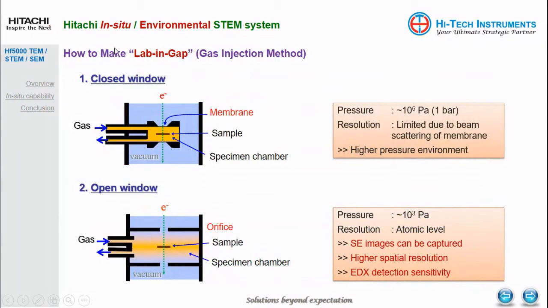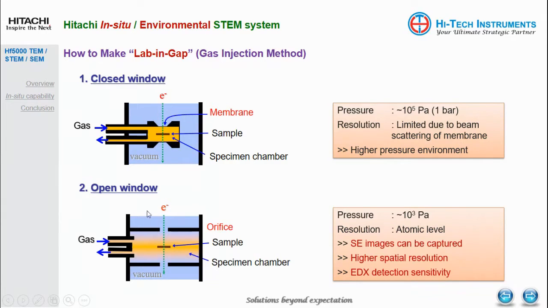And this is the traditional closed window. So this is a column, and usually the holder is entrapped here to have the gas flow within the holder. And there's a membrane here. You put your sample here, but this whole column is still in high vacuum. The pressure for this one is 10 to the power of 5 Pascal based on the TEM column pressure. And the resolution is limited due to beam scattering of the membrane, because there is a membrane here so that the gas won't release to the high vacuum.